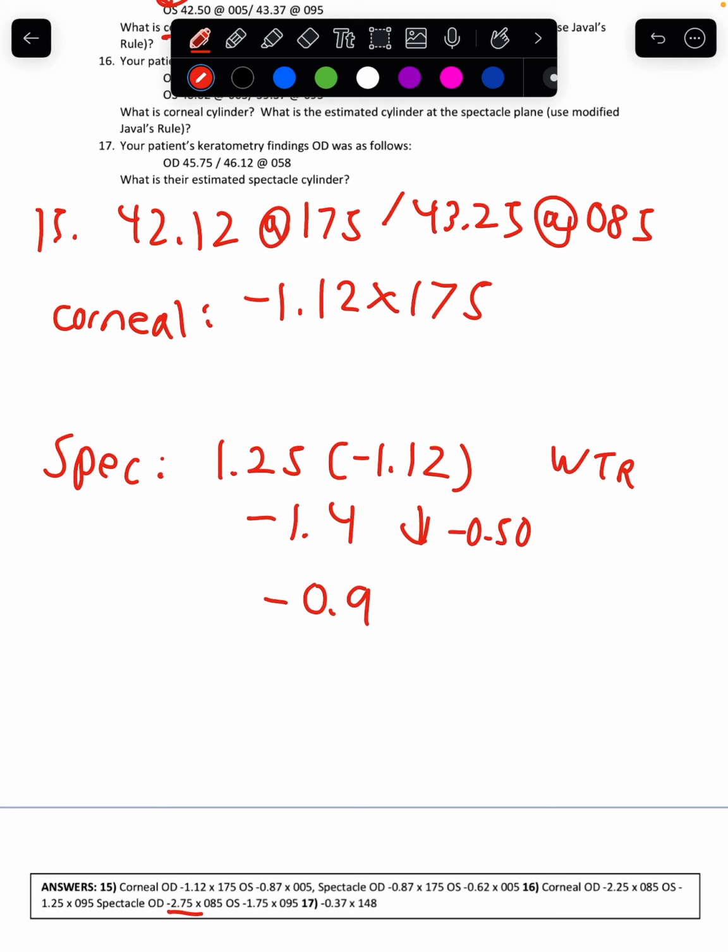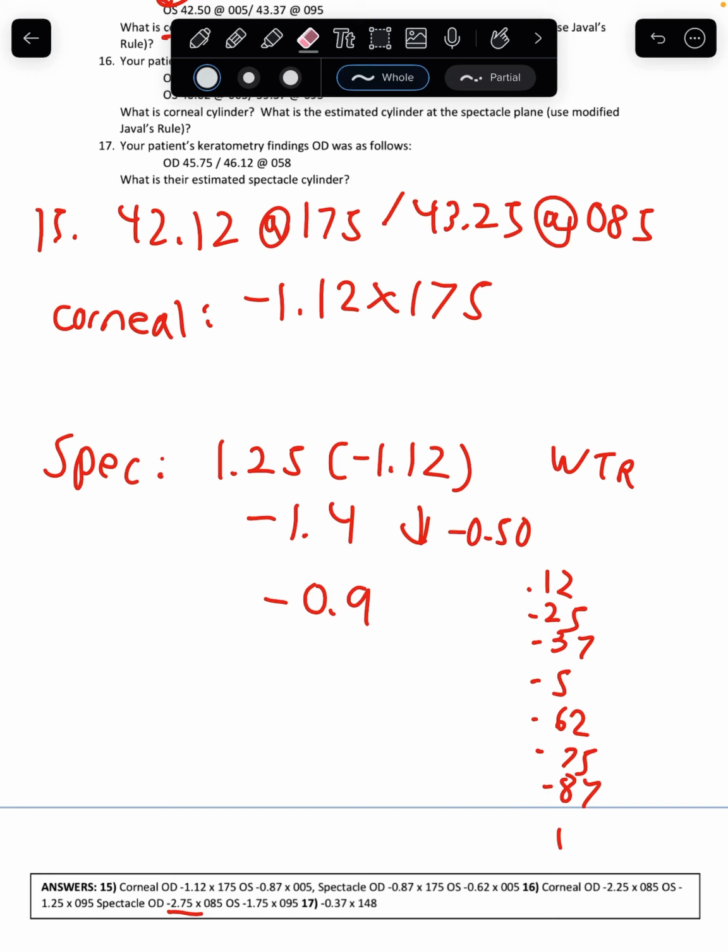We have to round. So corneal CIL, spectacle CIL, both of them can be rounded to eighths. When you come up with your final spectacle RX, that's when you have to round it by quarters. So just remember your eighths. It's 0.12, 0.25, 0.37, 0.5, 0.62, 0.75, 0.87, and then 1. In this case 0.9 is closer to 0.87 than it is to 1. So I'm going to round to 0.87, so our final answer would be minus 0.87. Axis stays the same, so x 175.